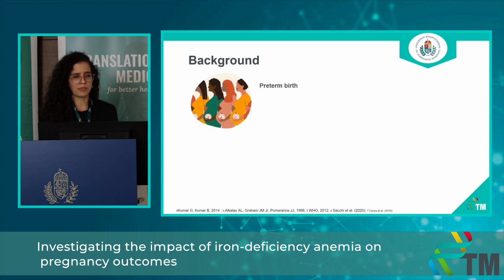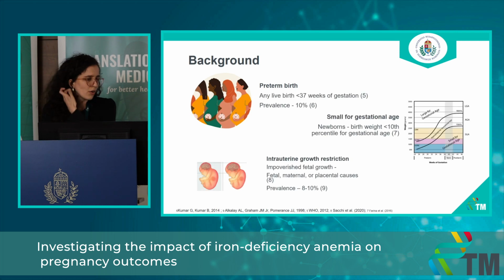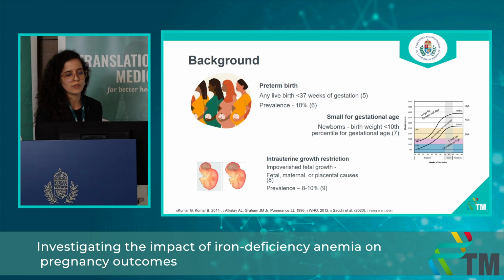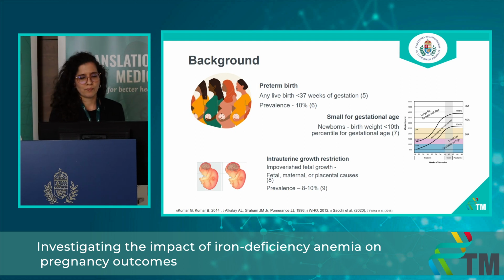Some examples of the pregnancy outcomes that we are evaluating are preterm birth, which is any live birth happening before 37 weeks of gestation, with a prevalence of around 10% worldwide; small for gestational age, which is defined as newborns with a birth weight within the 10th percentile for gestational age; and intrauterine growth restriction, which is characterized by impoverished fetal growth and has many causes, like fetal, maternal, or placental causes. The prevalence ranges from 8 to 10%.